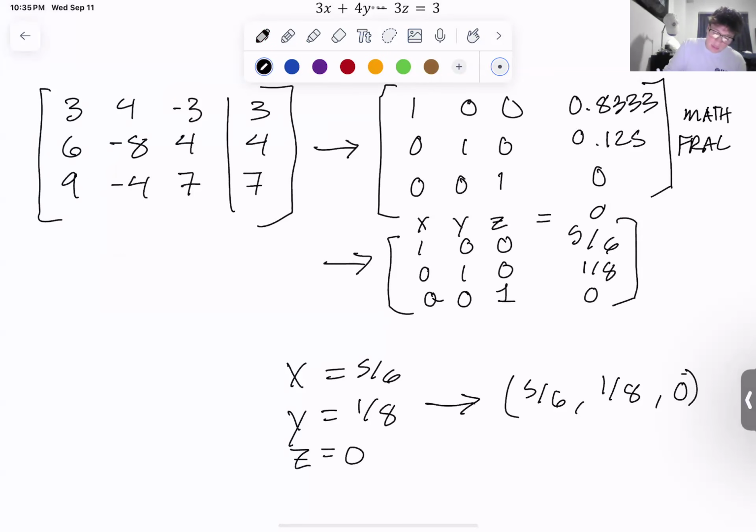And if you're confused as to how I got there so fast, remember these are x, y, z equals d, some number d. So we have no y or z in the first row. We just have x equal to 5 over 6. And it's the same thing in the other rows. No x or z, but we have y equal to 1 over 8. And in the last row, no x or y, but z is equal to 0.